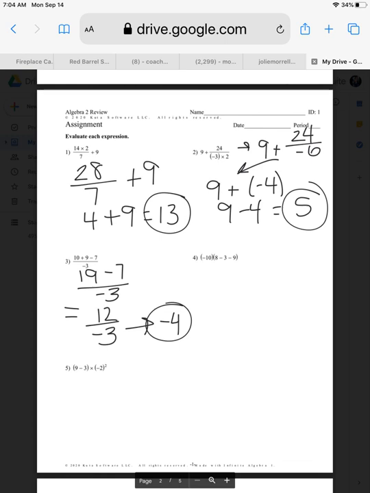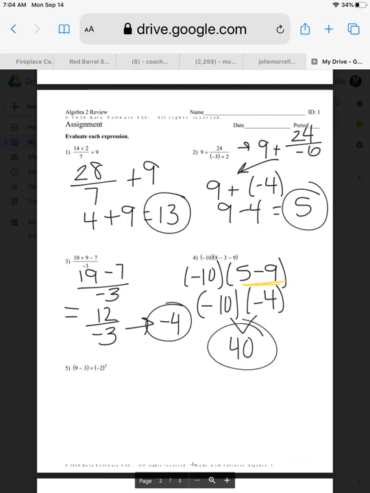Okay? Next one. We have to do what's in the parentheses first, right? P comes first. So 8 minus 3 is 5. So I'll write this down. 8 minus 3 is 5 minus 9. Okay, so I still need to do this part first. This part still needs to go first. Okay? So negative 10. I'm going to write it down. Bring everything. 5 minus 9 is negative 4. Then all we're going to do is multiply. 40 is my answer. Okay?